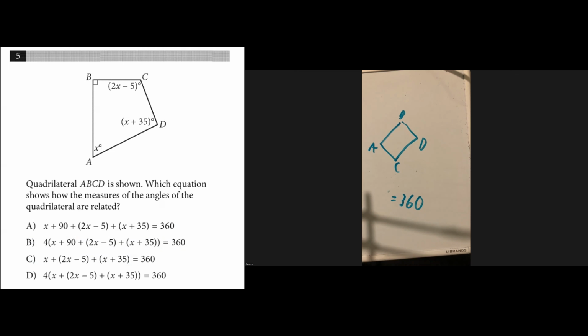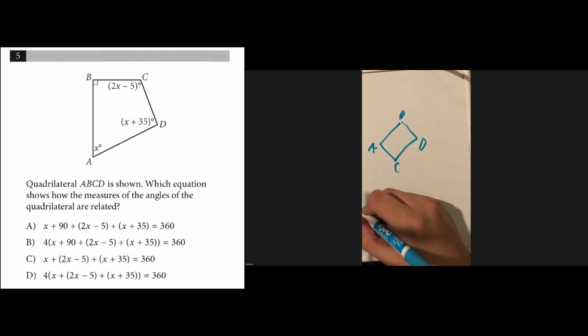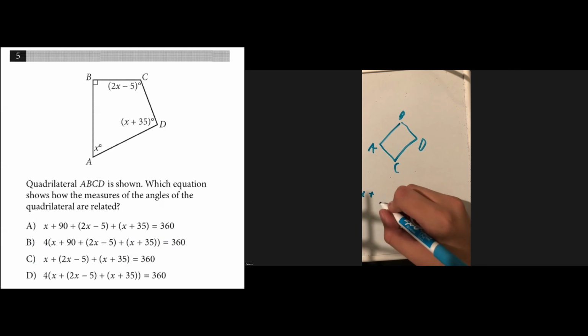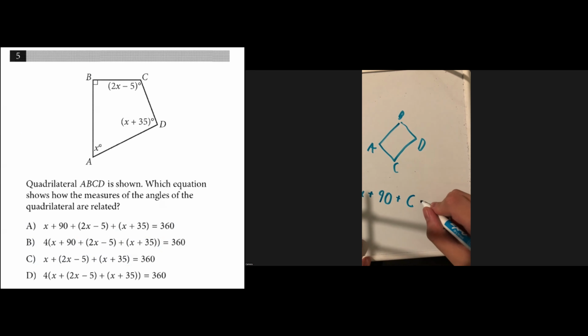And so we know that this has to equal 360, for the figure which they've given us. And so we have x plus angle B, which would just be 90 degrees because it has this square thing, which means that it's a right angle, plus angle C. I'm just going to call it C. Plus angle D. So x plus 90 plus C plus D is equal to 360.